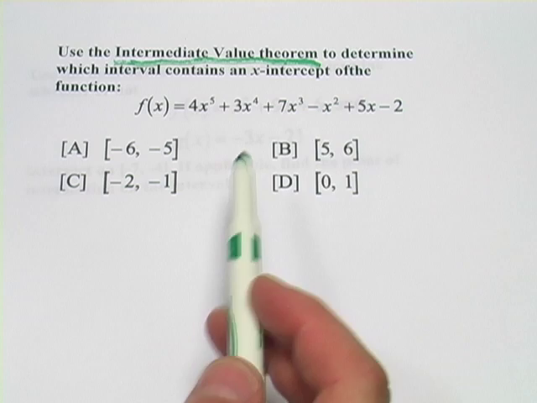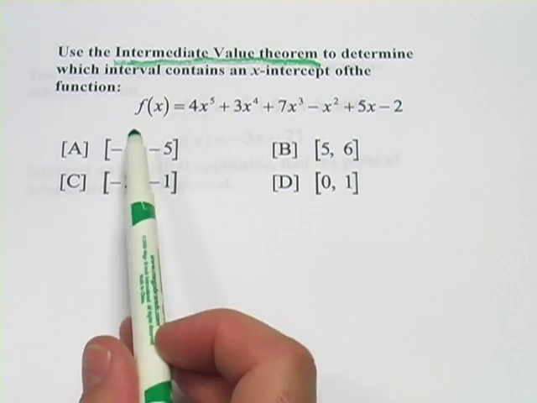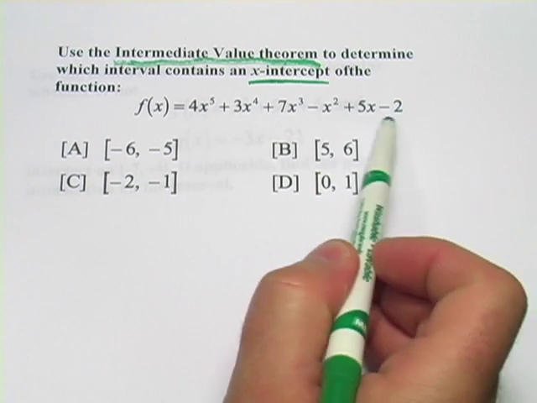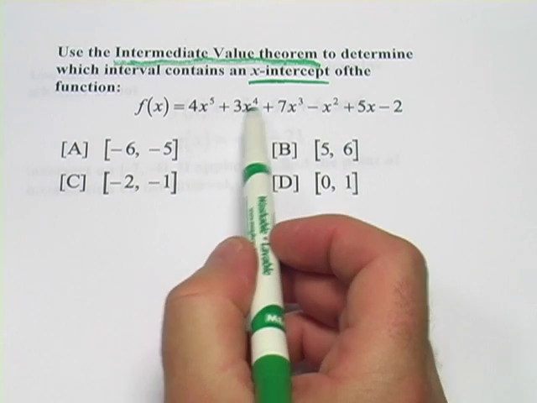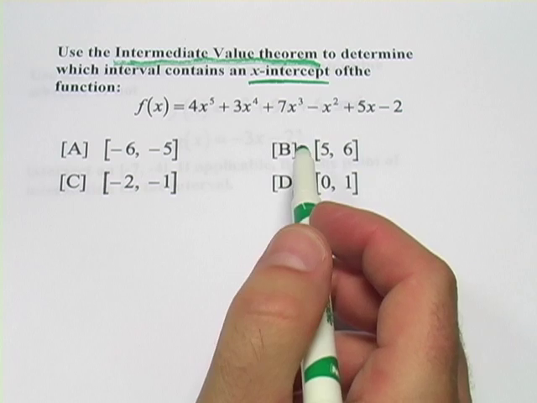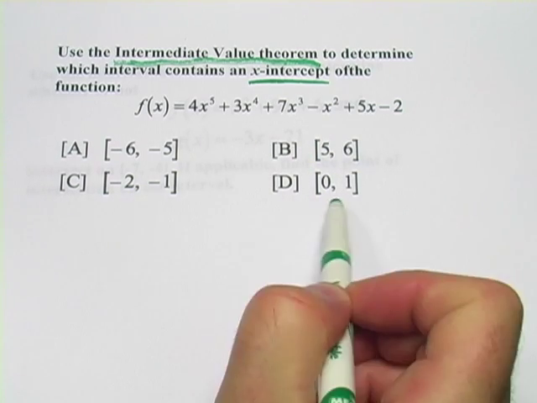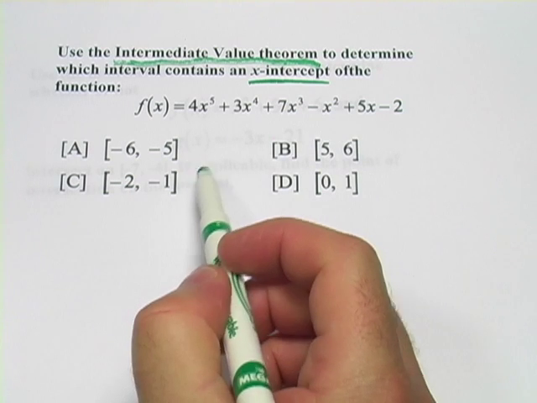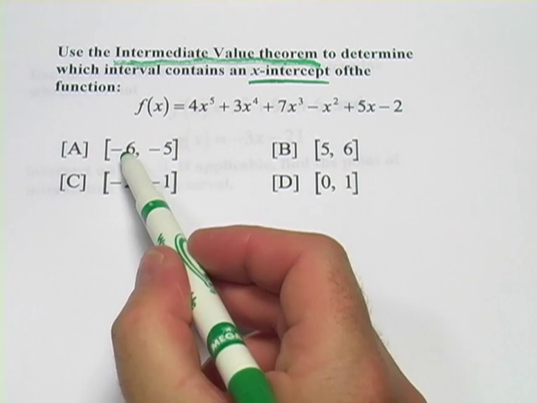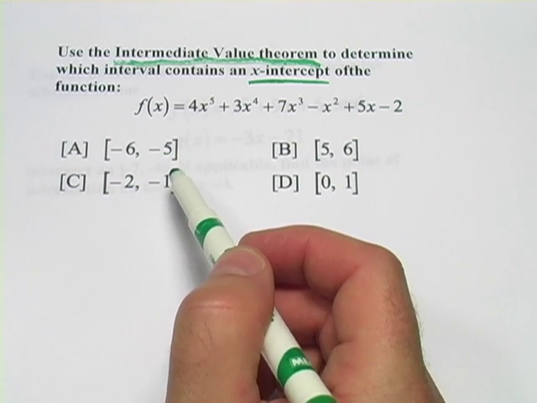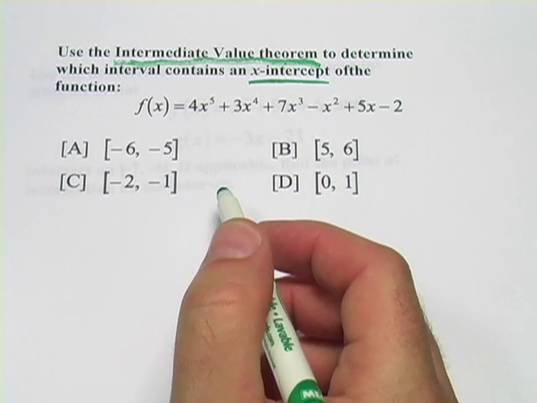This first one says, use this theorem to determine which interval contains an x-intercept, so a root of the function. And we've got this big, long, complicated thing, 4x to the 5th, 3x to the 4th, etc. We've got our intervals down here, and the way to approach this is to plug in the numbers. There's a, there's b, and c. Is one of them negative and one of them positive? If so, you're going to have an x-intercept in there.